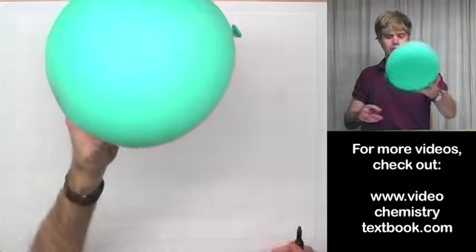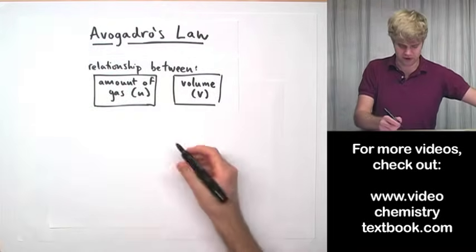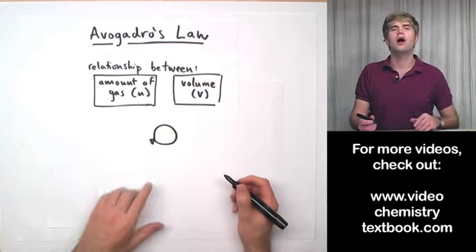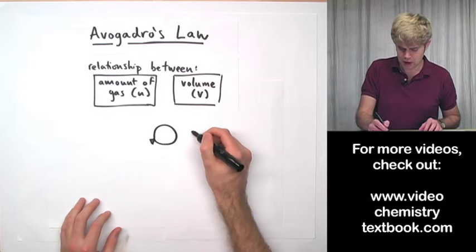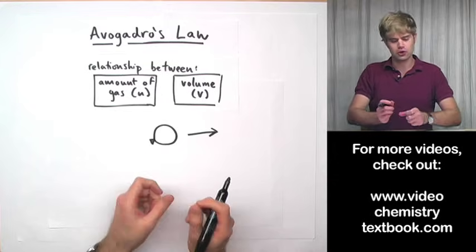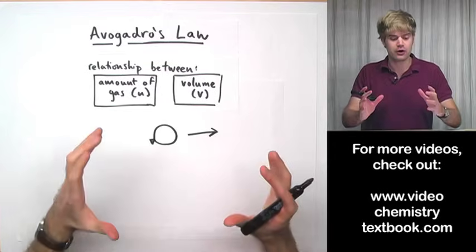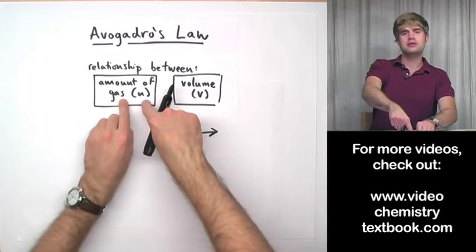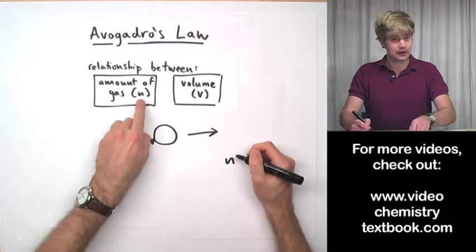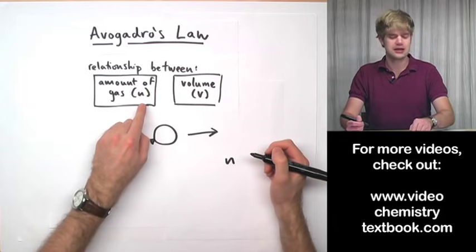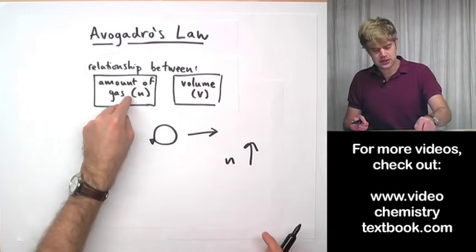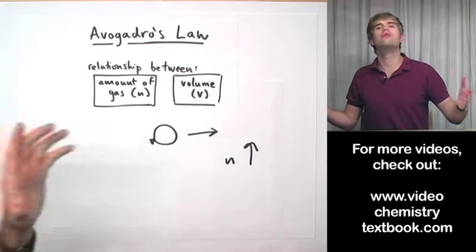Let's imagine that I have my balloon and investigate the relationship between these two variables, okay? Here is a real quick drawing of the balloon. So, talk about the relationship here. Let's say that I untie the knot at the end of the balloon and I blow more air into it. That is going to increase the amount of gas in that balloon. So we'll say that little n, the symbol that we use to indicate the amount of gas, goes up. So what effect is that change going to have on the volume of the balloon?